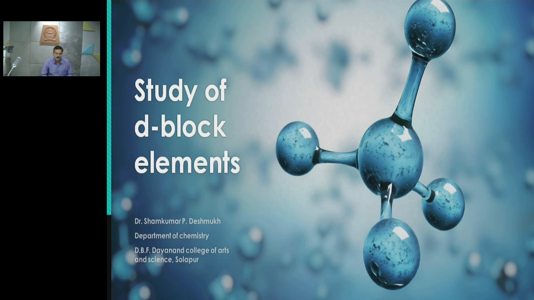Today we are going to see a new topic, the study of d-block elements. I am Dr. S.P. Deshmukh, Department of Chemistry, D.B.F. Dayanand College of Arts and Science, Solapur.